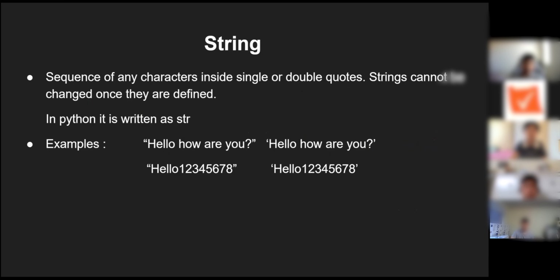A string is a sequence of characters inside single or double quotes, and a string cannot be changed after it's defined. We can write it as "hello, how are you" in quotes or single quotes, and we can also put numbers, letters, and different characters in it as well.